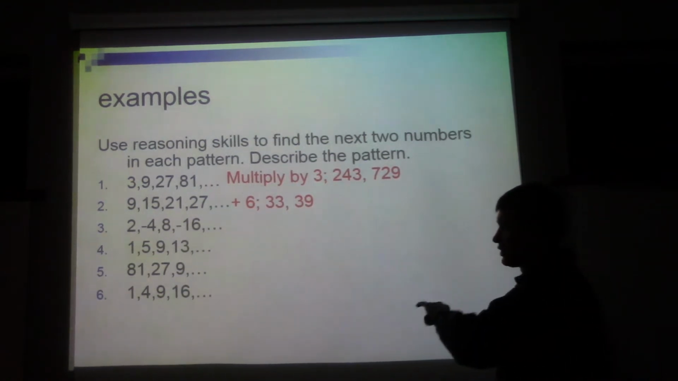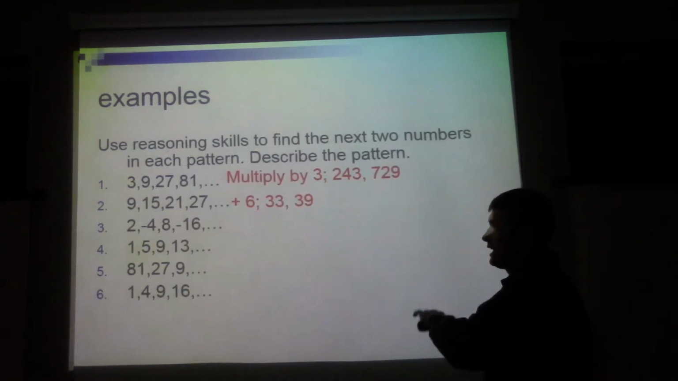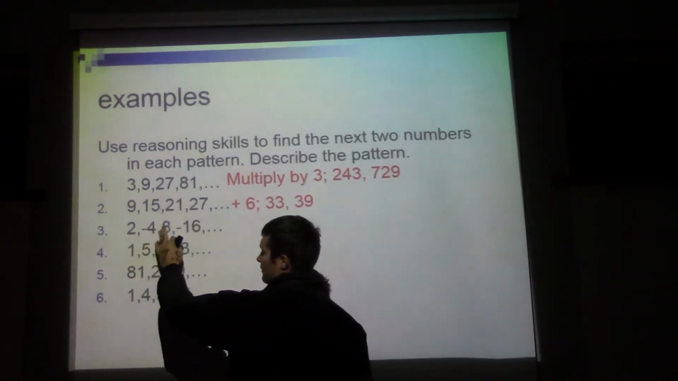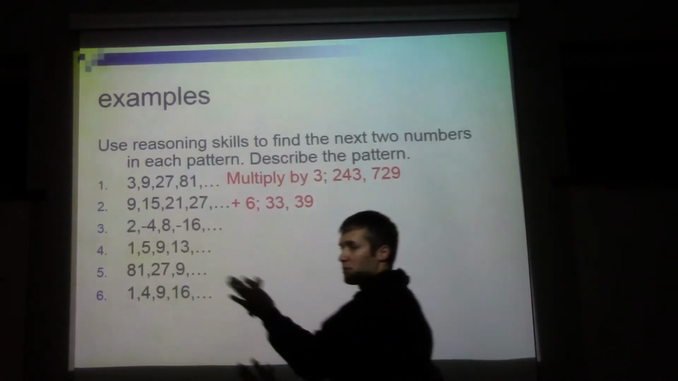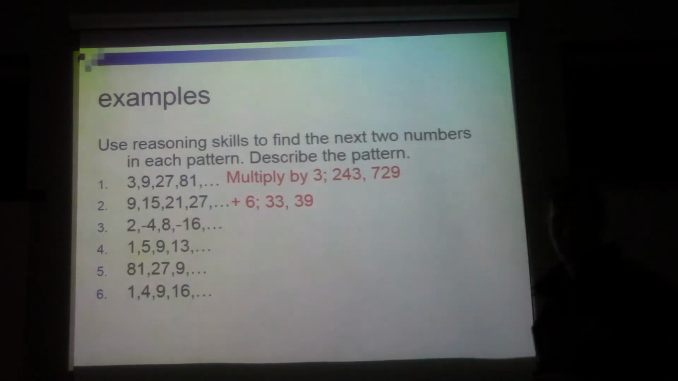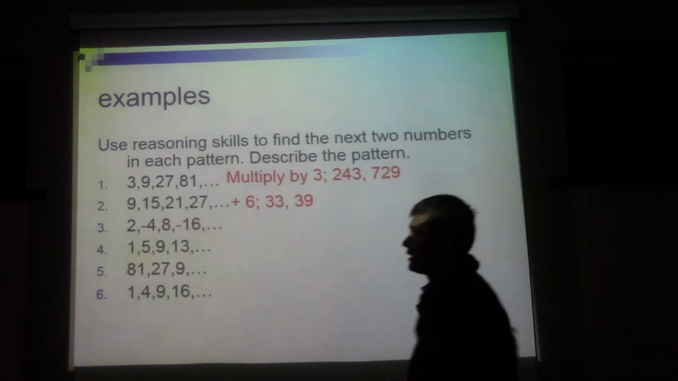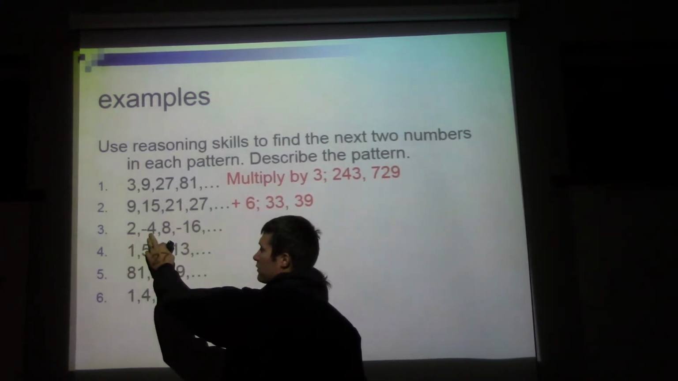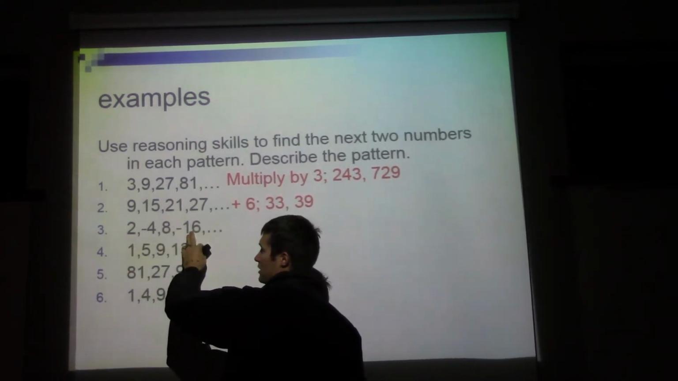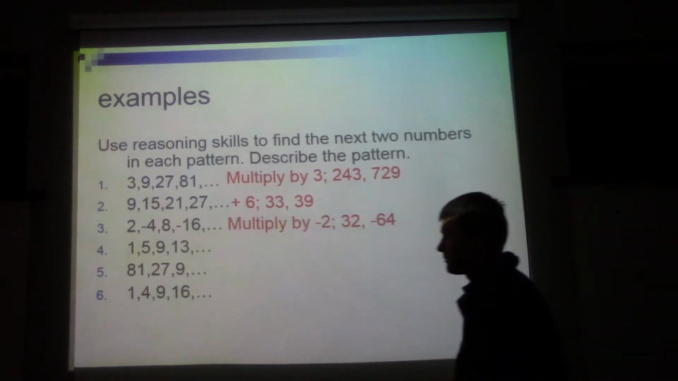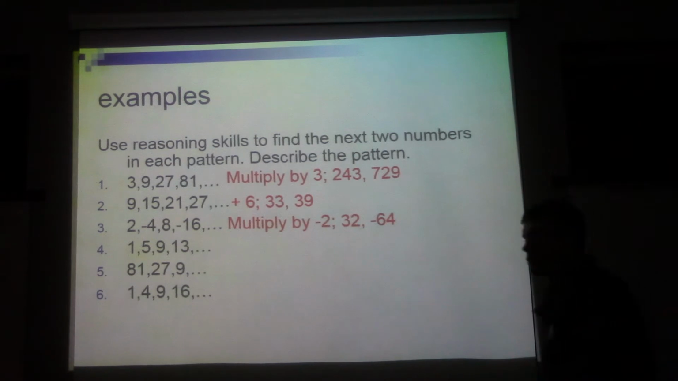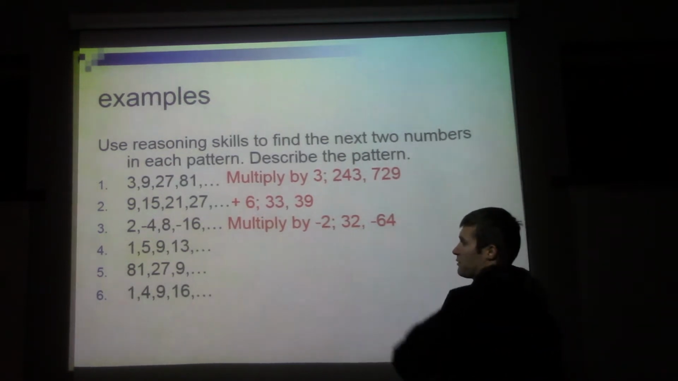Come to the next one, 2, negative 4, 8, negative 16. One thing to notice, anytime you're switching positive, negative, flipping back and forth, we're going to be multiplying by a negative number. If you look at it, we are multiplying by 2: 2 times 2 is 4, 4 times 2 is 8, 8 times 2 is 16. So we're multiplying by negative 2. Negative 2 times negative 16 is positive 32, times negative 2 is negative 64.